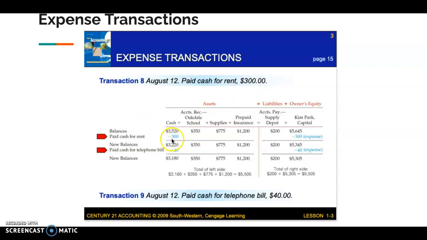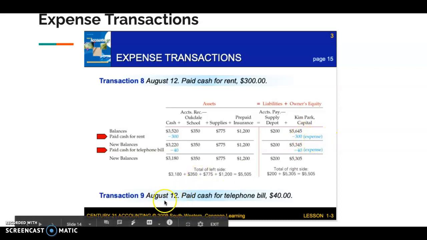So I'm going to subtract it out of cash. And then I'm going to come over here to capital because now we have $300 less equity in our business. So we have to show that as a decrease. And then we put expense, just for now, we're going to do this, not forever, but for now we're putting what this $300 represents. It's an expense.